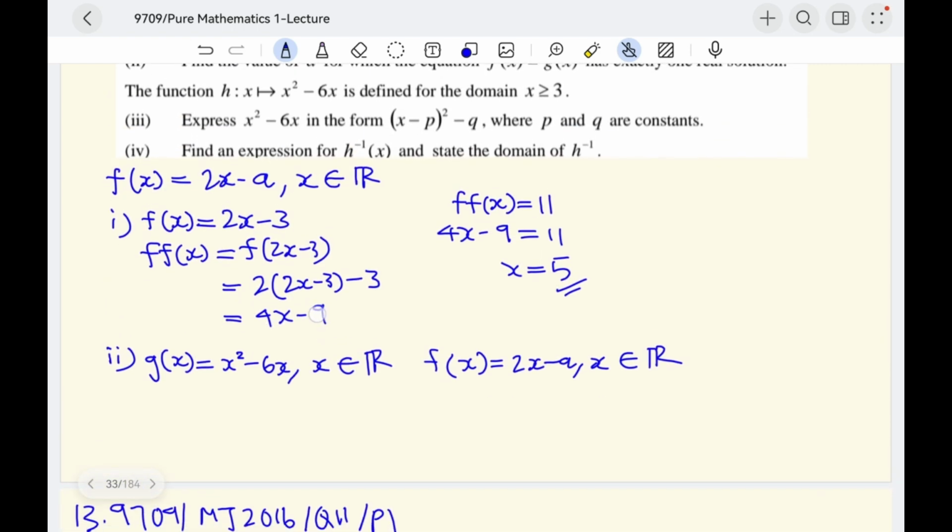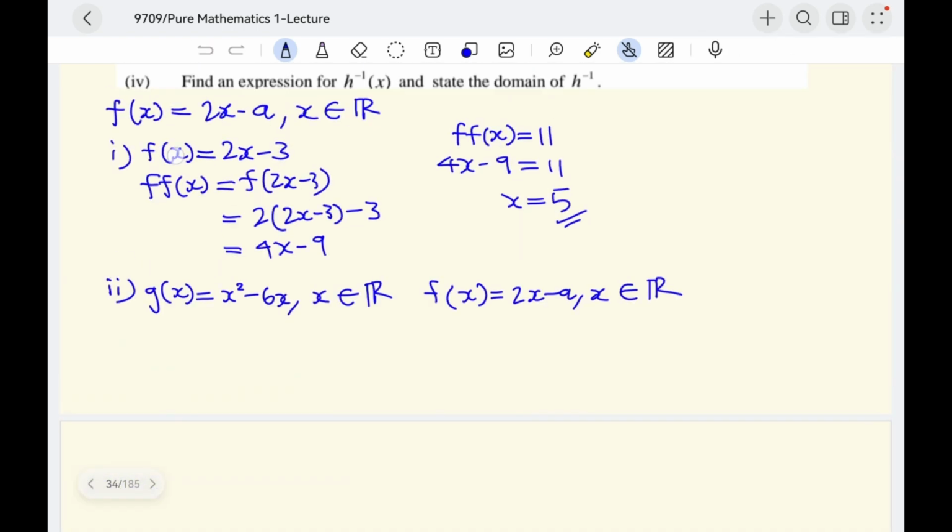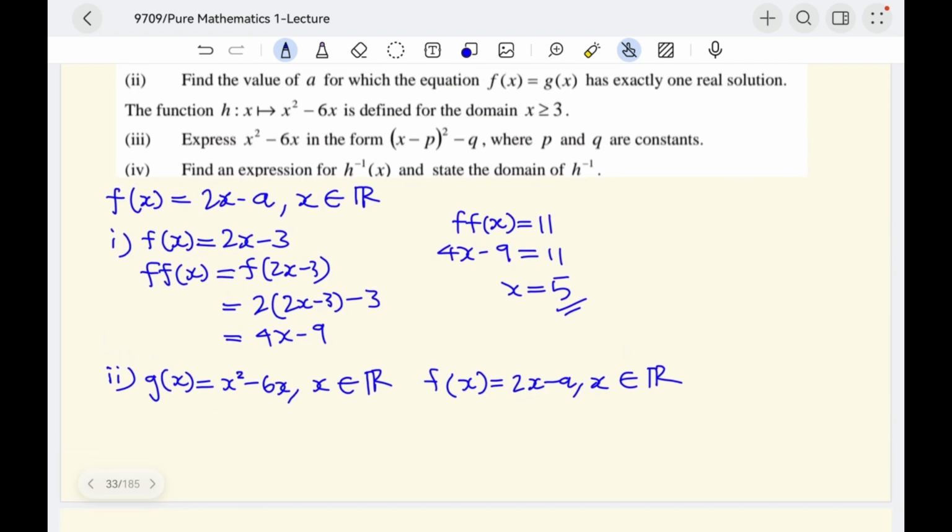I don't think I have enough space. I need to create a new page, for me to be convenient to do the last two parts for this question.